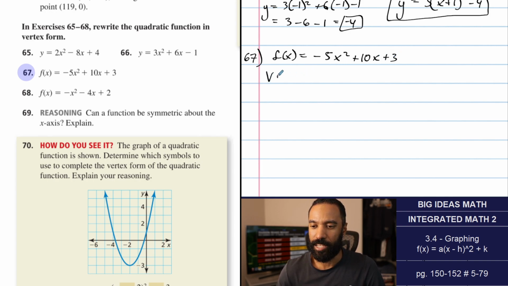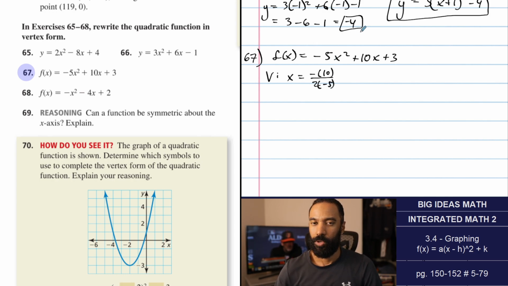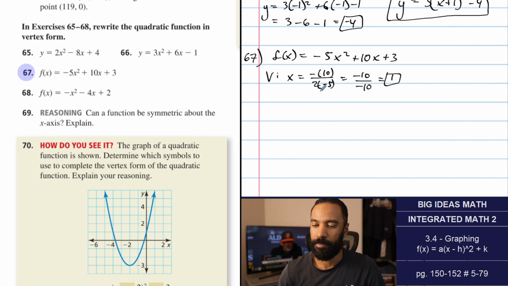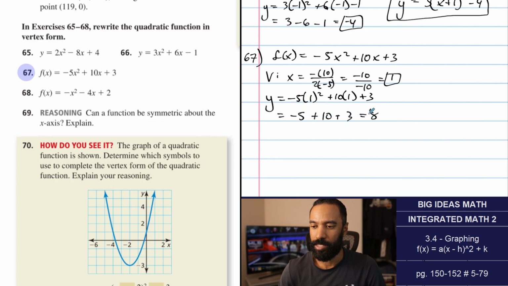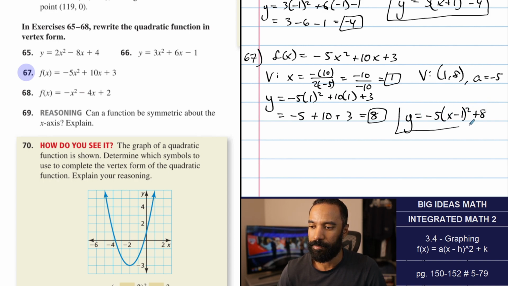The vertex x value is going to be at negative b over 2a. Whew. I'm having trouble writing. Which is negative 10 over negative 10, which is positive 1. The y value is negative 5 times 1 squared plus 10 times 1 plus 3. That's negative 5 plus 10, which is 5, plus 3, which is 8. So your vertex here is at 1, 8. Your a value is negative 5. That doesn't change. So your equation is y equals negative 5 times x minus 1 quantity squared plus 8.